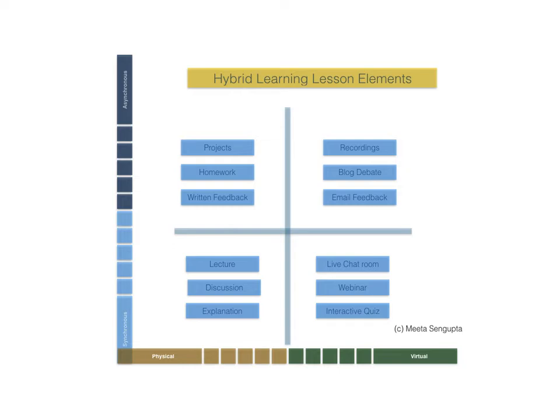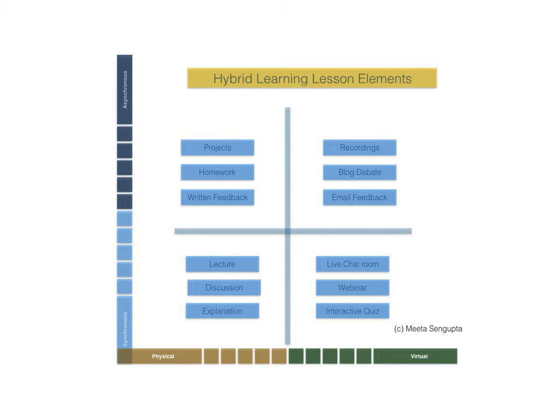And because it becomes a 2 by 2, we draw a box in the middle and we look at each of these boxes. The traditional one, physical synchronous learning: lecture, discussion, explanation, what we've been doing for the past 40-50 years in a classroom. That's traditional. Suppose we have synchronous and virtual learning. That's our box on the right at the bottom. We could have a webinar. We could have an interactive quiz. We could have lesson elements such as a live chat room where everybody is talking to each other, or a shared blackboard where everybody is talking to each other.